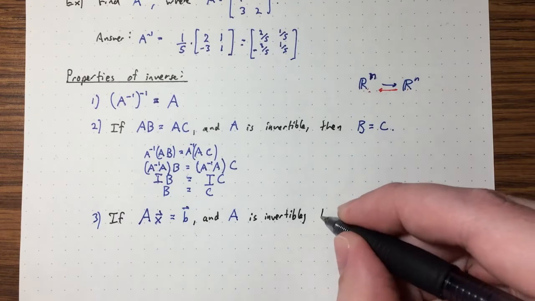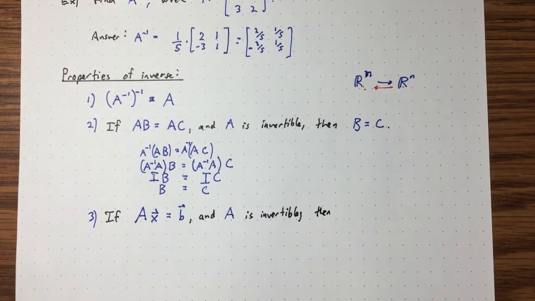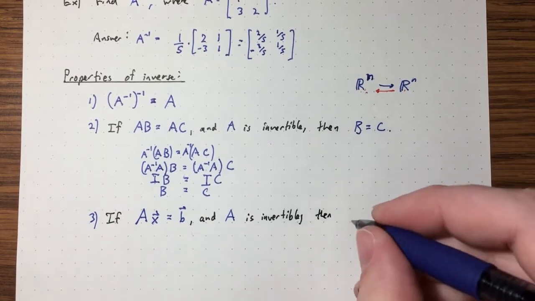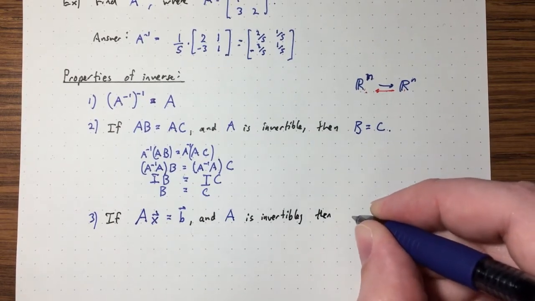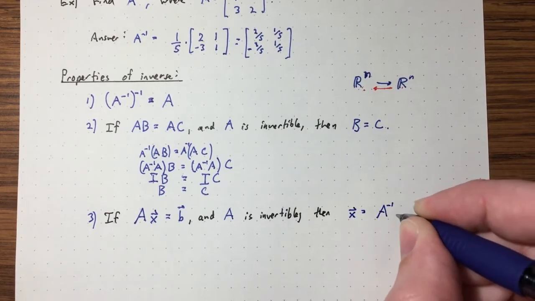Why? You do the same trick. Multiply both sides of this equation by A inverse. They cancel on this side, and you just get, what do you get? You get x equals A inverse times b.